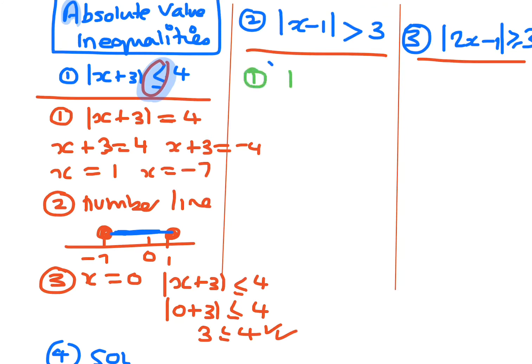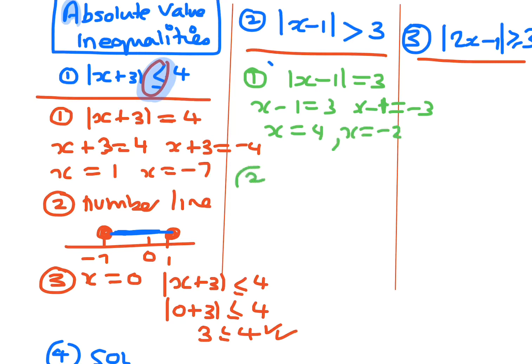Step 1 in this next one: you make the absolute value of x minus 1 equal 3. So you go x minus 1 is 3, x minus 1 is minus 3. x equals 4, x equals minus 2. The next thing you do is put it on a number line: minus 2, 0, 2 and 4. Check whether it's an open circle or a closed circle. Because that has a greater than and not a greater than or equal to, the circle will be open.